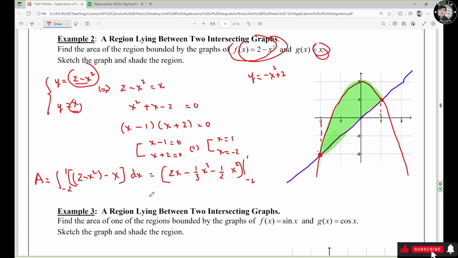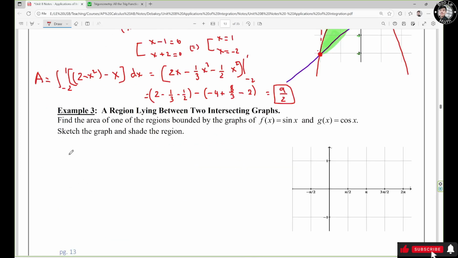Alright, substitute 1 over here. So we have 2 minus 1/3 minus 1/2. Substitute negative 2 over here. It's going to be negative 4 plus 8 over 3 minus 2. Alright, if you simplify this one, it's going to be 9 over 2. This one is the final answer, right? Now let's take a look at example number 3.